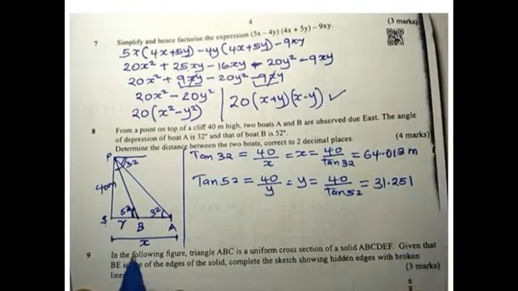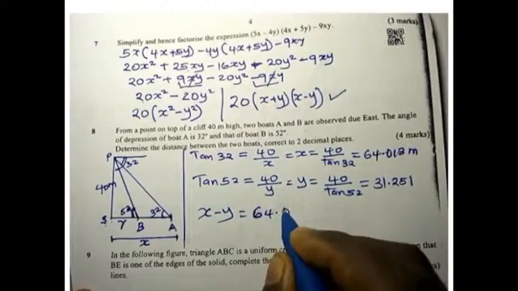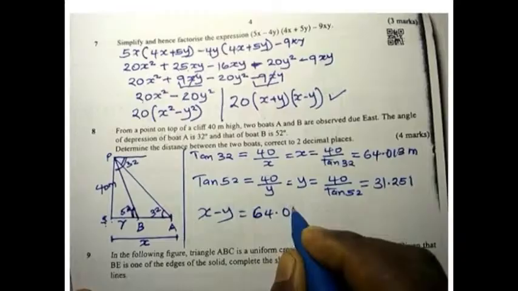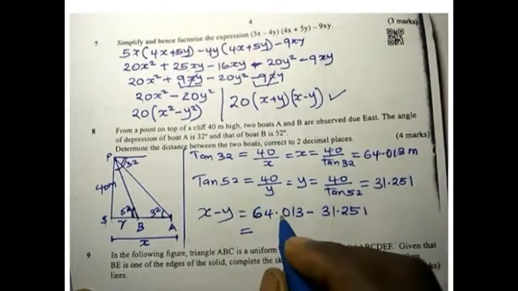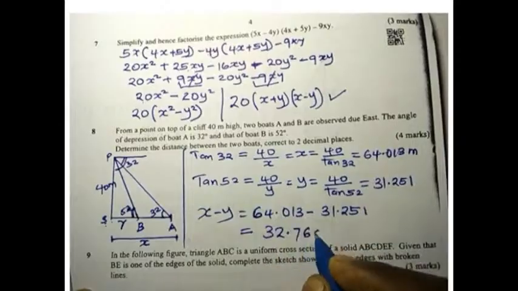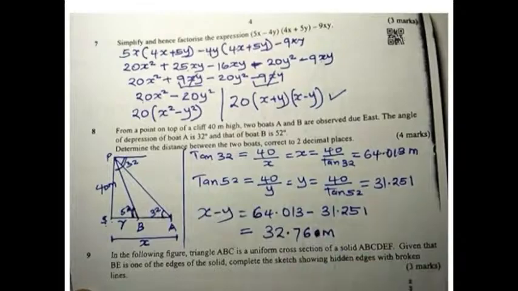But to get now the distance between the two boats, boat A and B, the distance between them is x minus y. And this one is 64.013 minus 31.251, to decimal places, which gives us 32.6 meters.